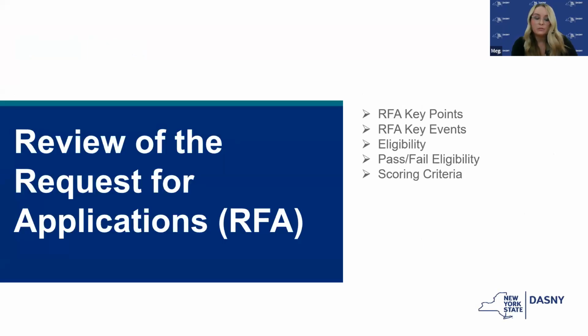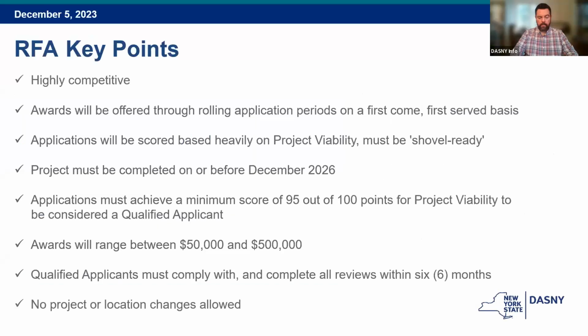Next, we'll go over the review of the requests for applications. This NICIP funding opportunity is going to be highly competitive. Awards will be offered through rolling application periods on a first-come, first-served basis. Applications will be scored in the order in which they are received and according to the scoring criteria as described in Section 4.2 of the RFA.